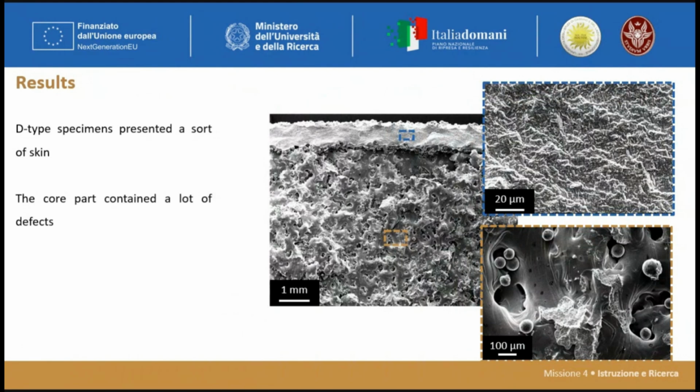In fact, this is another micrograph taken at lower magnification, and we can observe that this specimen presents a sort of outer skin, that presented a different morphology from, let's call this zone, the core. Here we can see a lot of lack of fusion, unmelted particles. Here the material is better. The material is continuous.